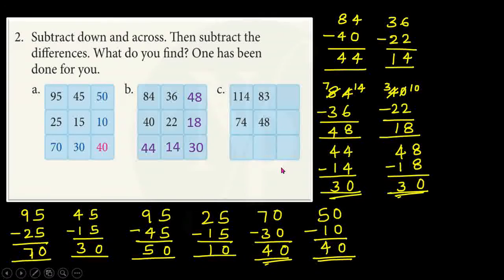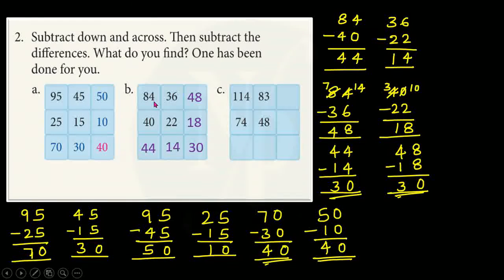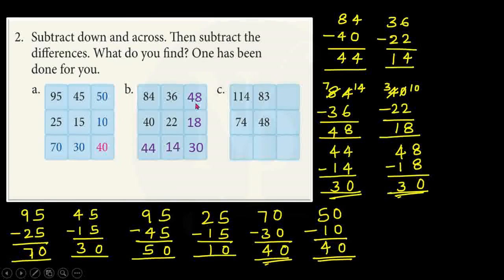I hope you understood. First we have to subtract the given numbers. First we should go in top to down order, and then from left to right for subtracting. So when you subtract 40 from 84 you get 44, subtracting 22 from 36 you get 14, and then we have subtracted 36 from 84 to get 48, and we subtracted 22 from 40 to get 18.